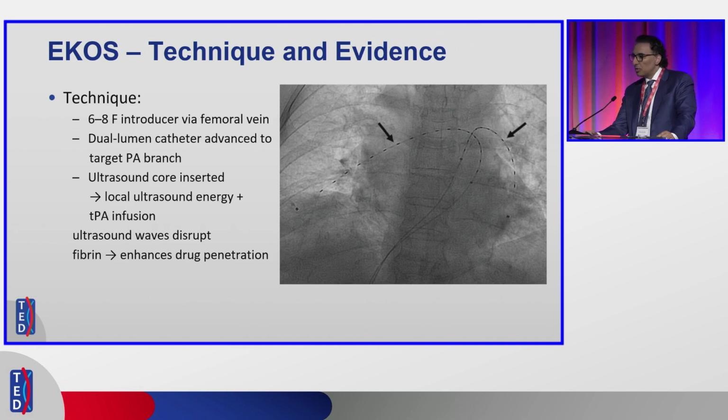I don't do EKOS that much, but here's an image of one that I did a couple of years ago. So this is a catheter, I think it was an 8 French catheter, or 7.6 French specifically, introduced into the bilateral pulmonary arteries. You insert an ultrasound core, which is supposed to disrupt the fibrin fibers and then enhance drug penetration into the thrombus.